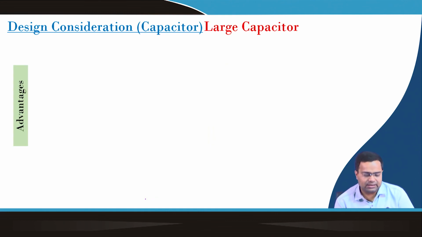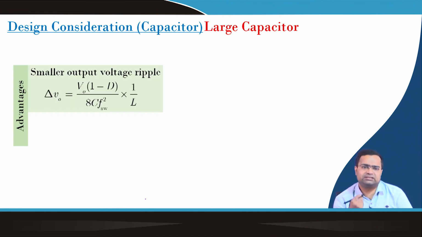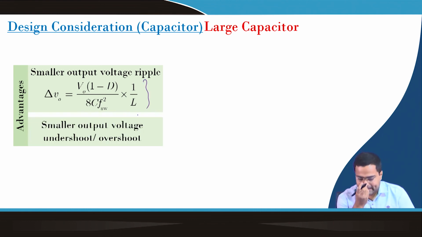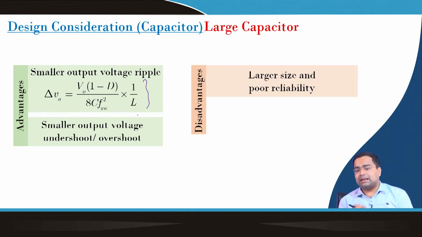For capacitor, if we use a larger capacitor, naturally the output voltage ripple will get reduced, this is obvious, and we can also reduce the output voltage undershoot by choosing a larger capacitor, but the larger capacitor size will increase, and if the size increases, the reliability issues also become important because the larger capacitor is more prone to failure.